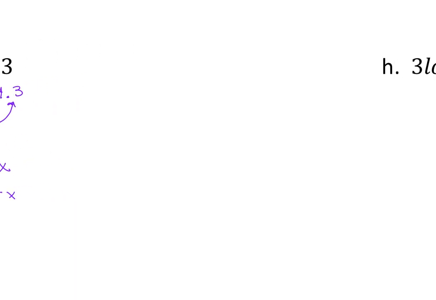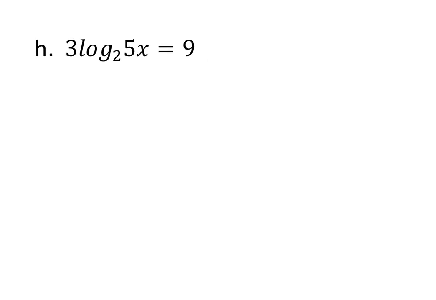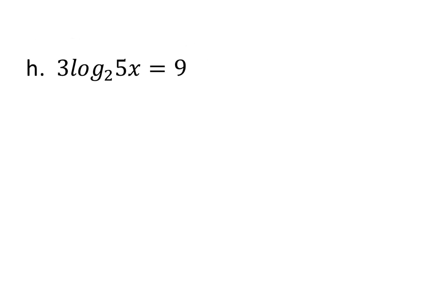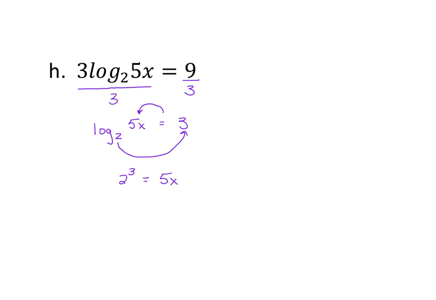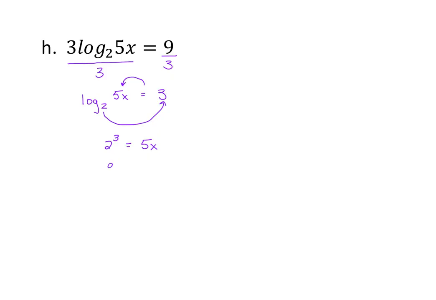All right, and last one. This one we have some stuff on the outside. So the first thing that I want to do is isolate my logarithm. I'm going to divide both sides by 3. We get log base 2 of 5x equals 3. We can now do our around the world. So we get 2 cubed equals 5x. Two cubed is 8.